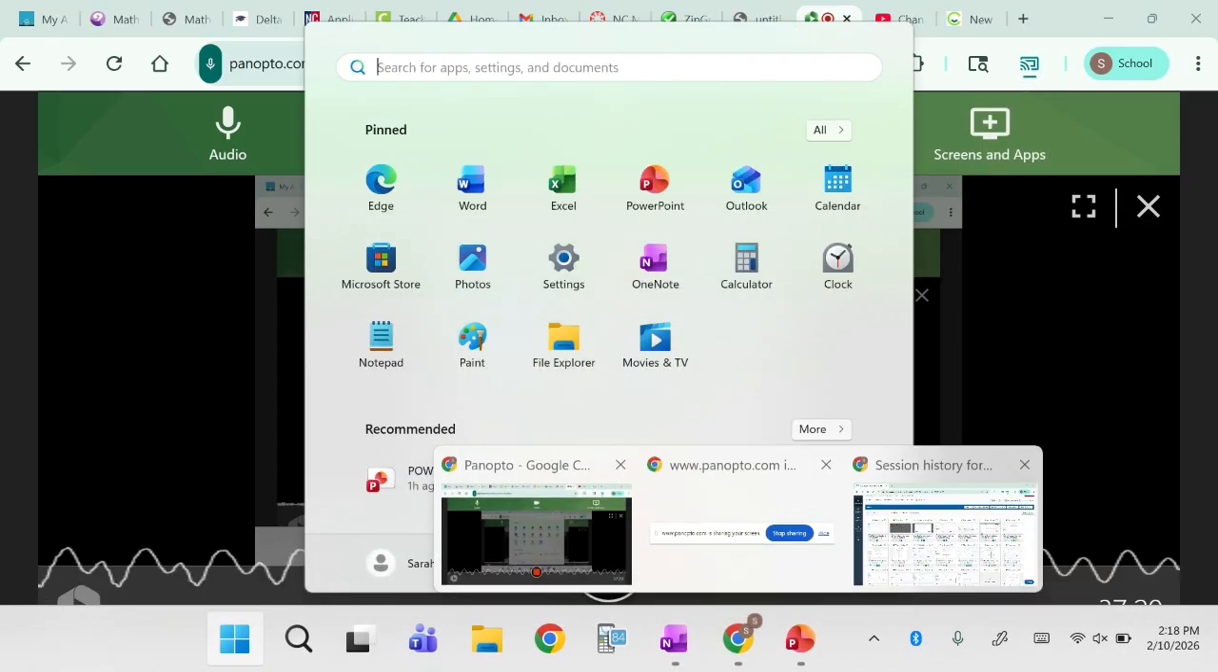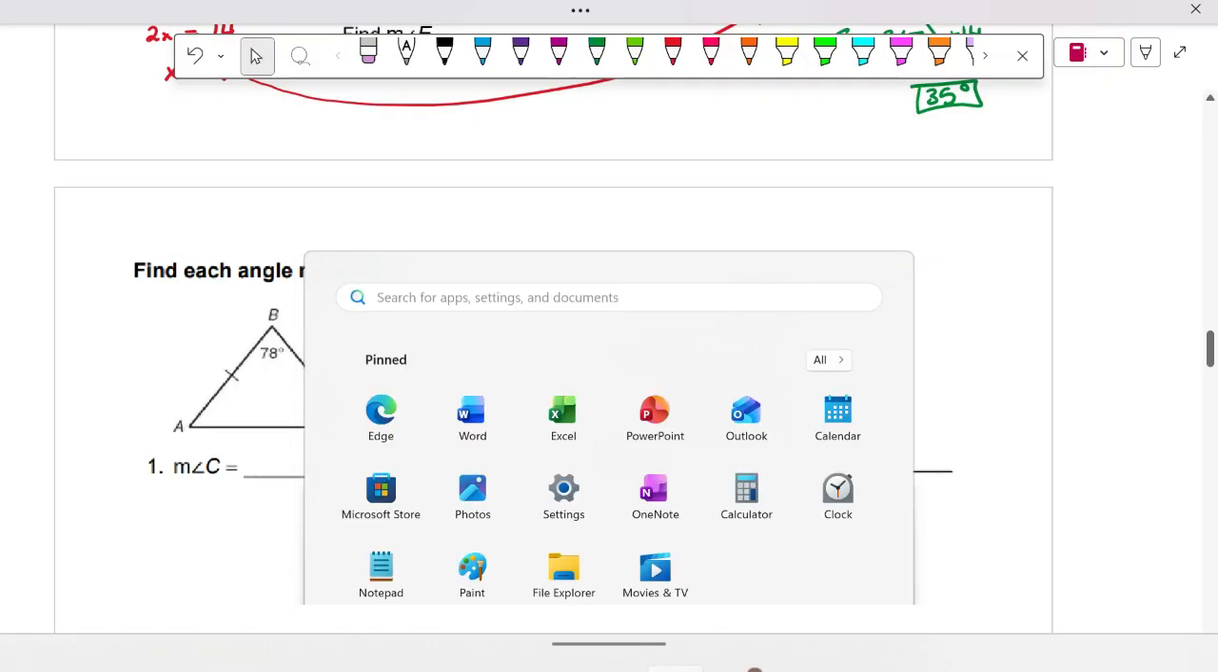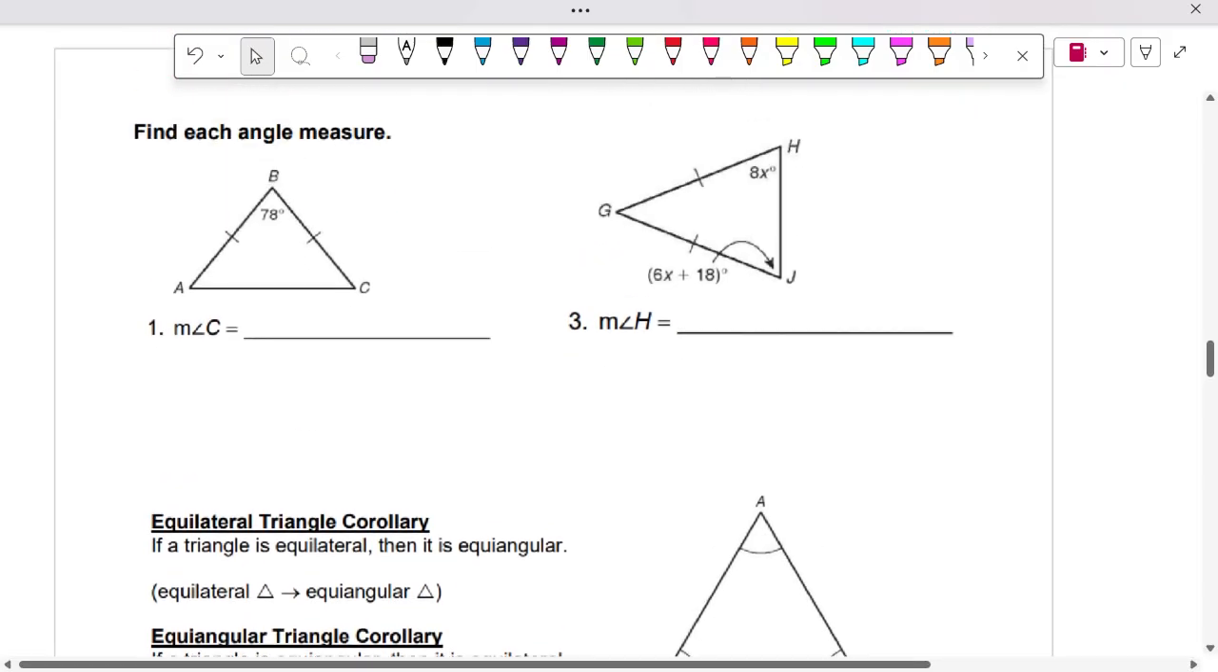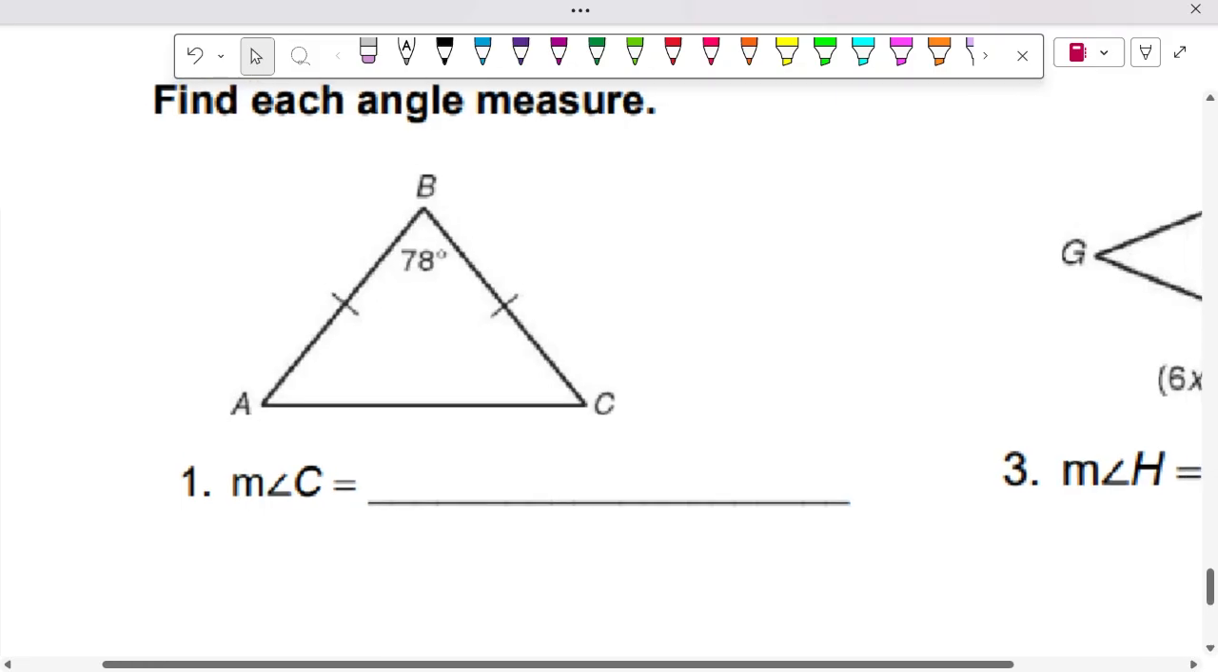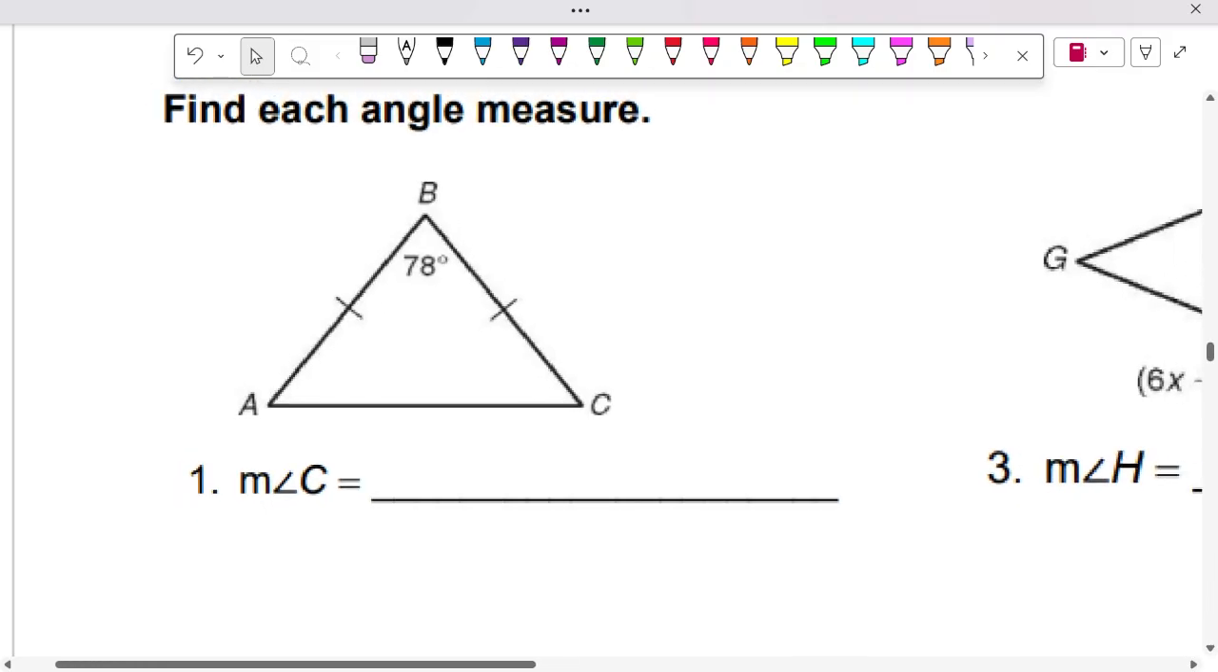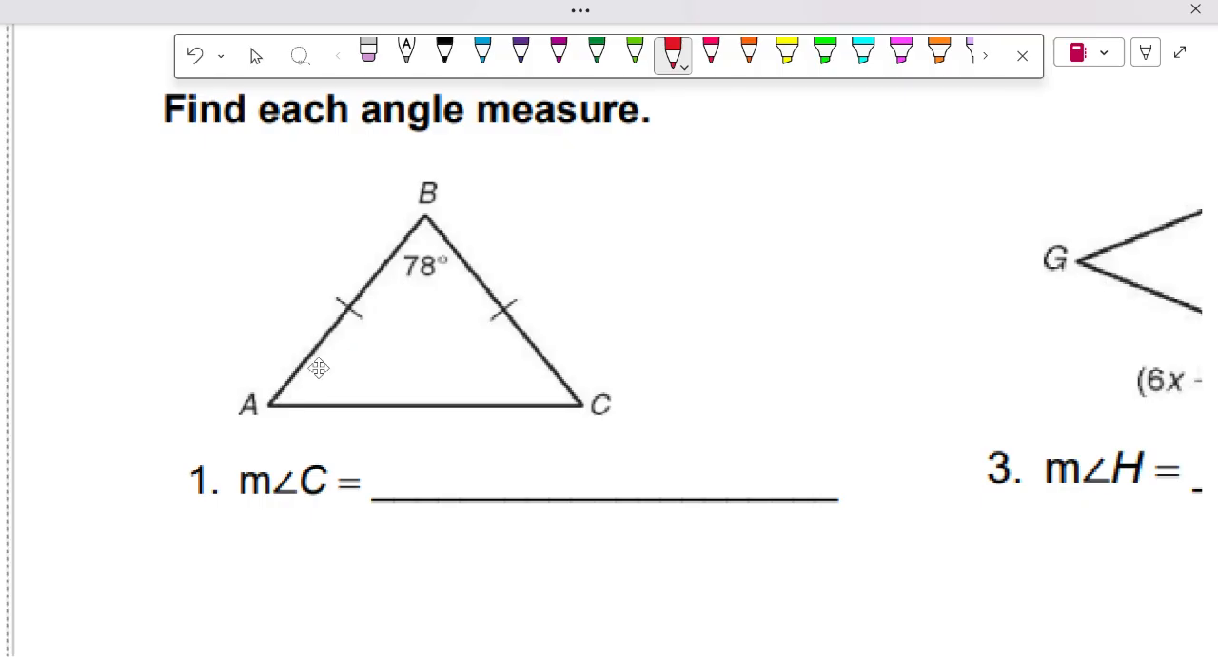So let's look at one that's not necessarily the easiest. This one's not too bad, but it takes a little thinking. Look at the next page, number 1. What angle did they give us? They gave us the vertex angle. How do you know it's the vertex? It's not opposite one of the congruent sides. So these are the two congruent angles. So they gave us the vertex.